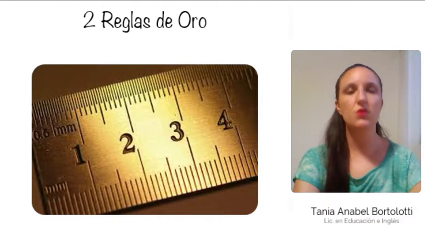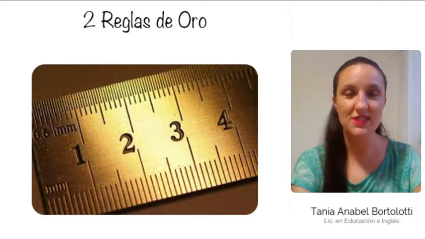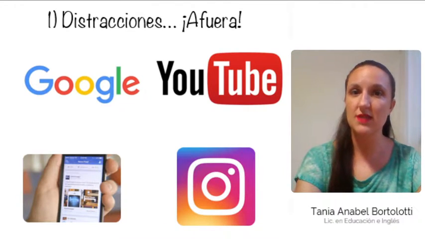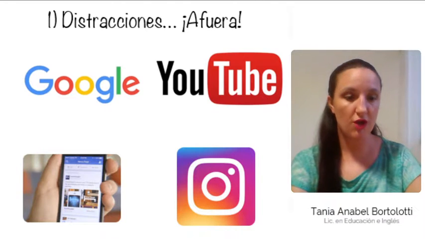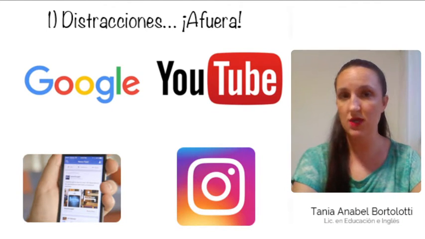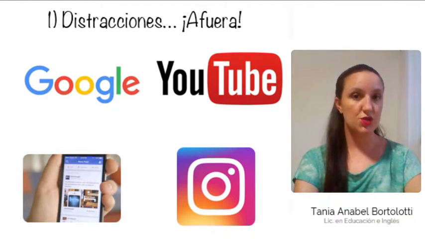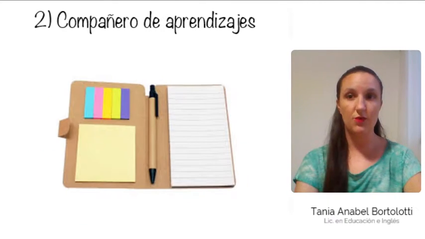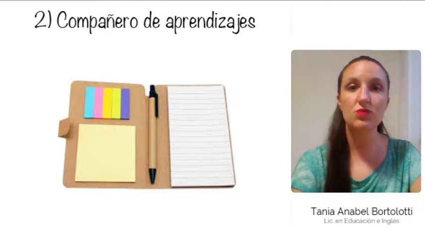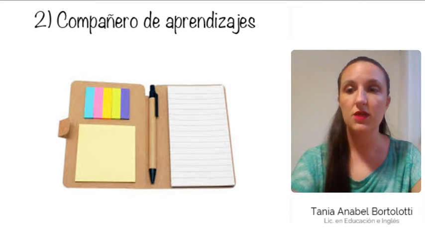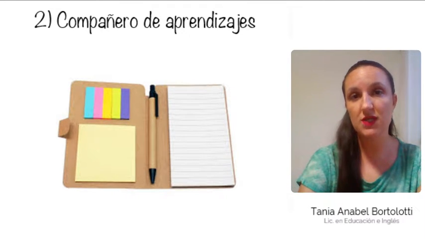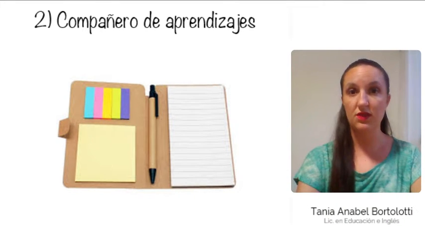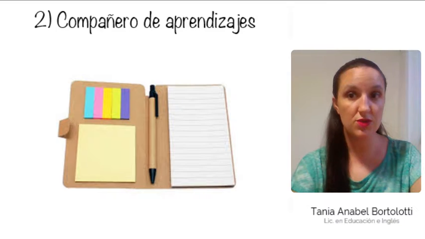Before we start, we've got two basic golden rules that we need to follow. The first is distractions outside. Let's turn off the mobile phone, let's close our Google or YouTube account. Do not look at Instagram all through this video. The second rule is to grab your learning partner. You need a notebook where you can jot down, write, or take down notes of the most important things that you consider through the video.